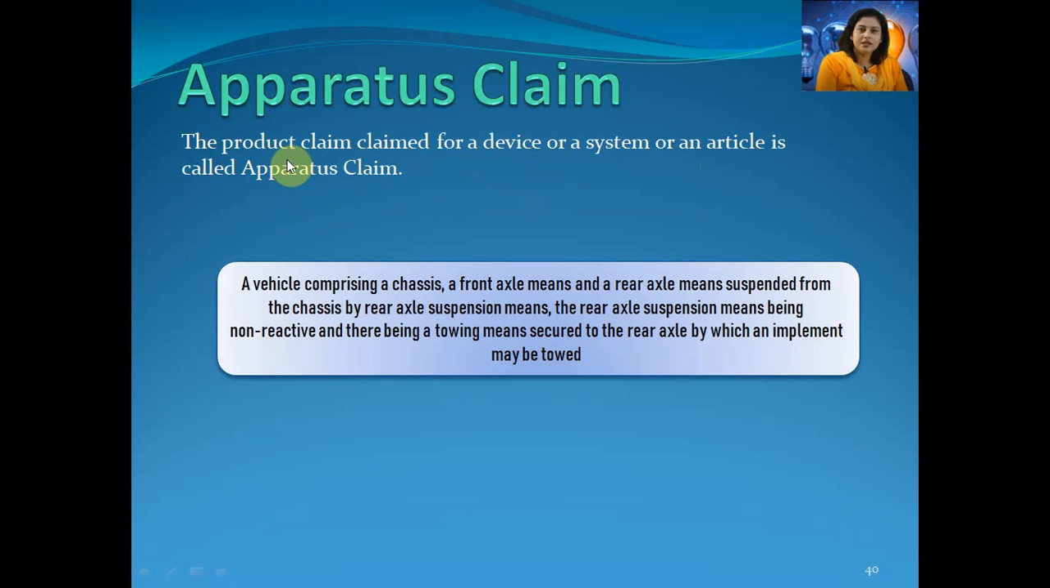Apparatus claim. The product claim for a device or a system or an article is called an apparatus claim. For example, a vehicle comprising a chassis, a front axle means, and a rear axle means, suspended from the chassis by rear axle suspension means. The rear axle suspension means being non-reactive, and there being a towing means secured to the rear axle by which an implement may be towed. So this is a formation of an apparatus claim. You can see the complexity of drafting of the claims.